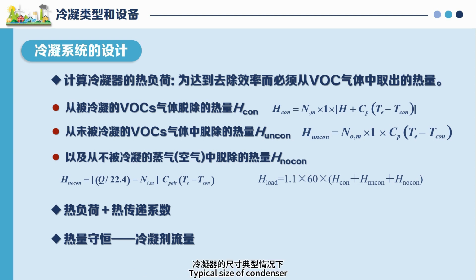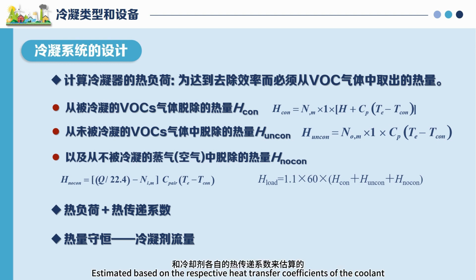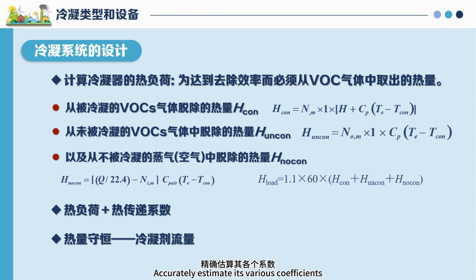Typical size of condenser: based on the total thermal load of the condenser system and the total heat transfer coefficient, estimate its size. The total heat transfer coefficient is based on the gas flow, estimated from the respective heat transfer coefficients of the coolant. For gas flow, the coolant and the specific shell and tube system you are using, accurately estimate the various coefficients based on their respective physical and chemical properties.